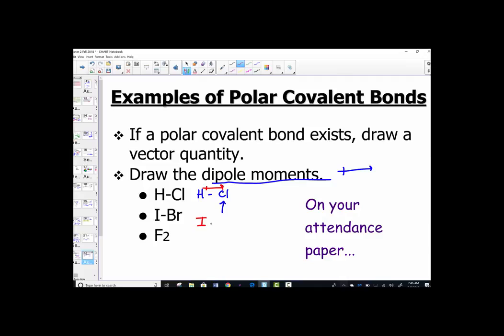With IBr, the one closer to fluorine is the bromine, so as we draw its vector quantity, the dipole moment, the distribution of charge would be closer to that of bromine. Of course, with two like atoms, we don't draw anything because there is no electron distribution that would be unequal. So for FF, it would be inappropriate to actually draw a vector diagram.